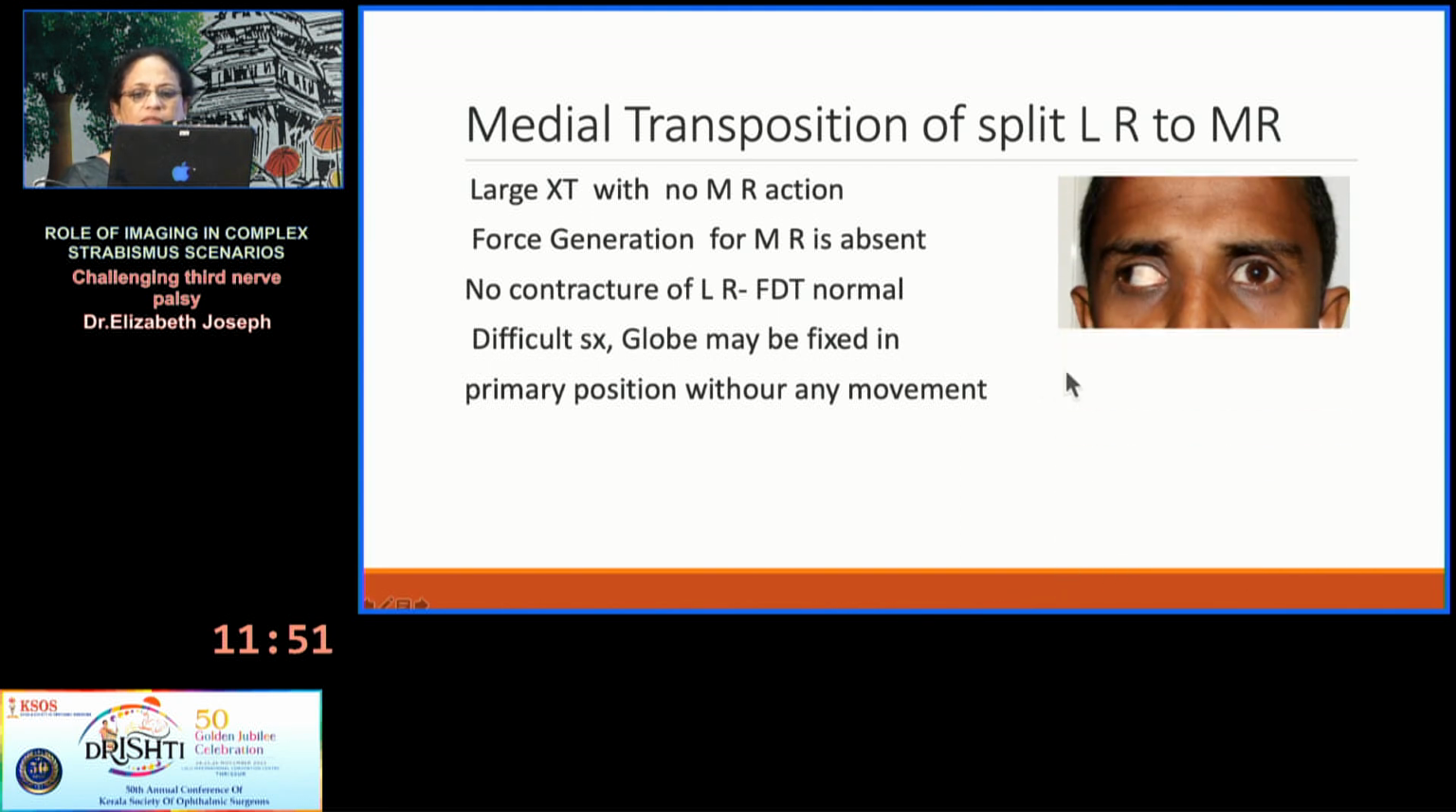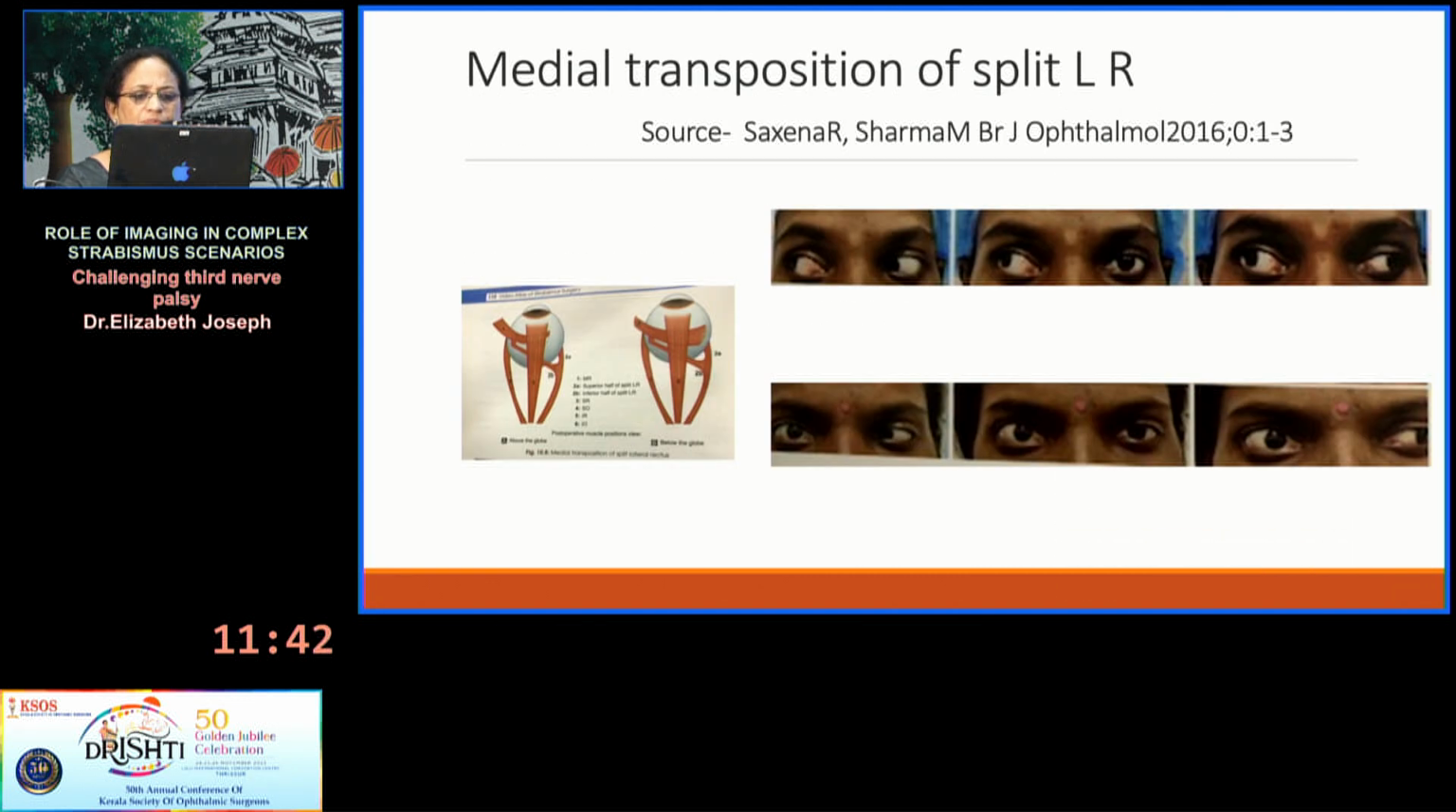See, in such a condition, the other alternative is to do transposition of lateral rectus to the medial rectus. And that is a very difficult procedure, but this is a patient reported by Dr. Rohit Saxena et al., published in the British Journal of Ophthalmology. The patient presented with a primary position large exodeviation with the absence of abduction, and they did a muscle splitting of the lateral rectus and transposition of the lateral rectus to the medial rectus.